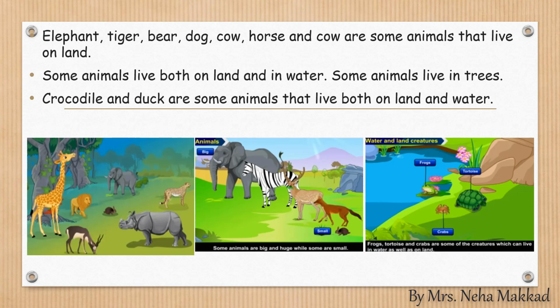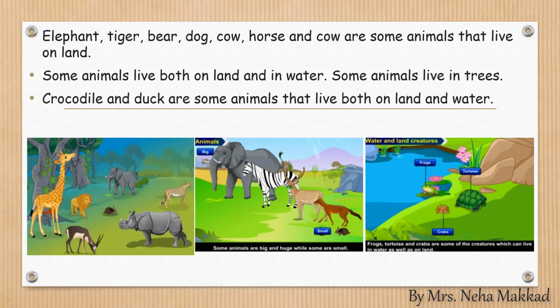Some animals live in trees, like monkeys. Crocodile and duck are some animals that live both on land and water. So some live on trees, like the monkeys and squirrels. Some live on the land, like the elephant, tiger, bear, dog. And some live both in water as well as on land, that is the crocodile and duck.